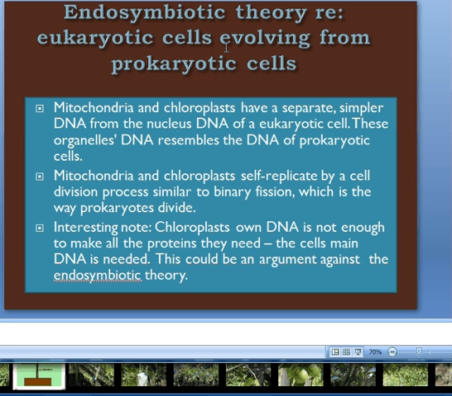Okay, endosymbiotic theory. You probably remember talking about eukaryotic and prokaryotic cells. Eukaryotic are the cells that have a true nucleus. Prokaryotes are the ones like the bacteria. Well, some of the organelles, the mitochondria and chloroplasts, actually have a separate DNA from the nucleus DNA that a eukaryotic cell has. And so some people will come up with the hypothesis or the theory that prokaryotic cells gave rise to eukaryotic cells.